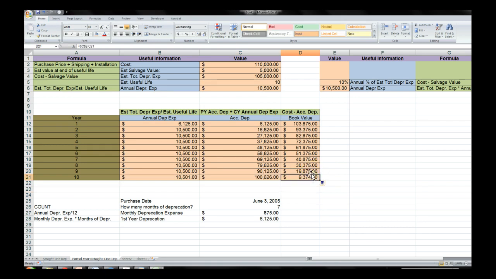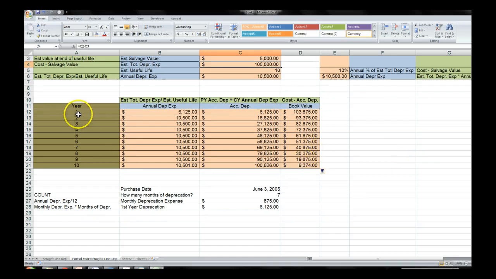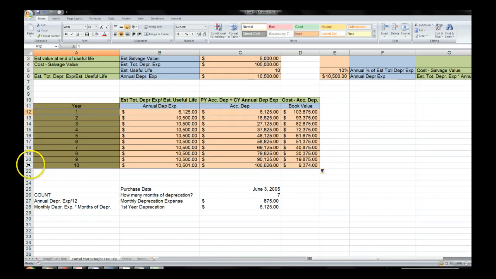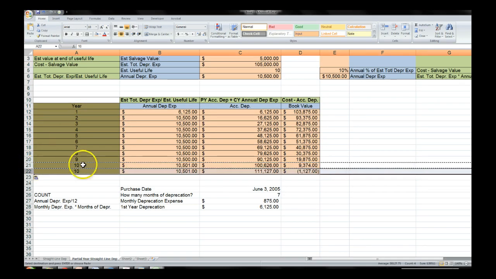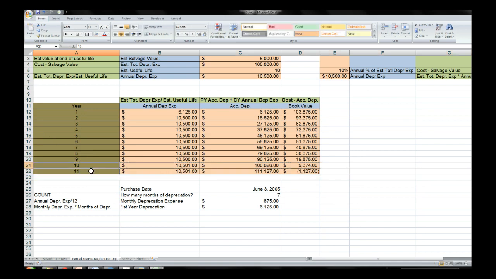Okay, so we finished year 10, but somehow we still have $9,374 left for our book value. Shouldn't we only have $5,000 if we did this correctly? Well, guess what? The reason that we have this is because this is actually only a partial year. So we would actually bleed over into another partial year for finishing off our depreciation. In total, we should have 120 months of depreciation. 10 times 12, 120.